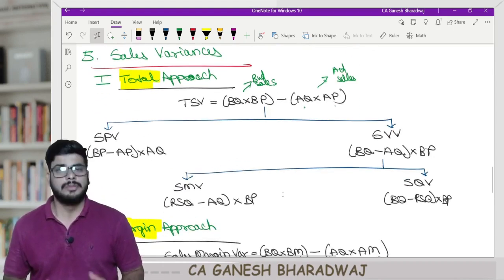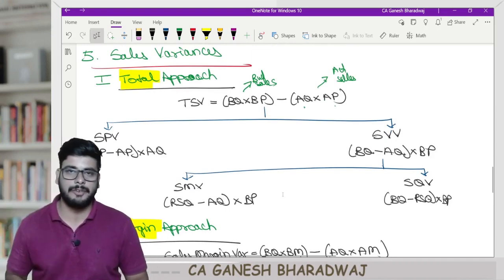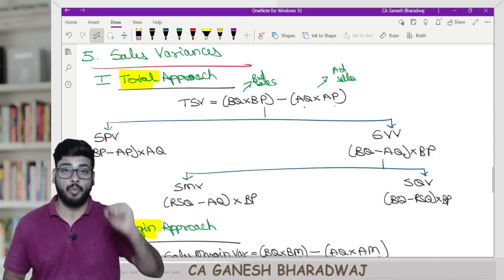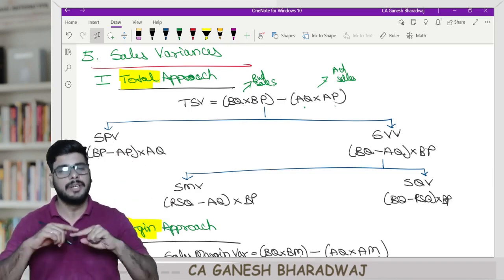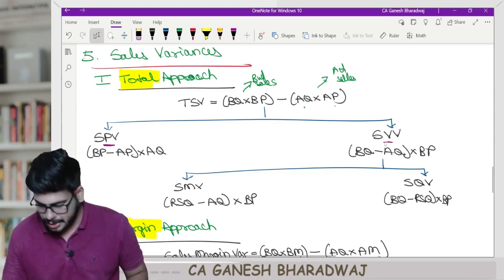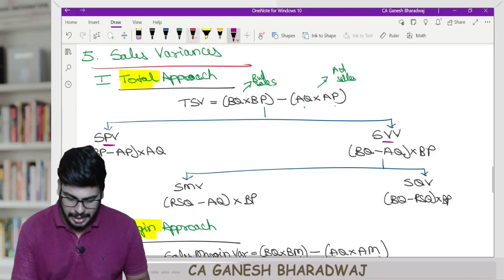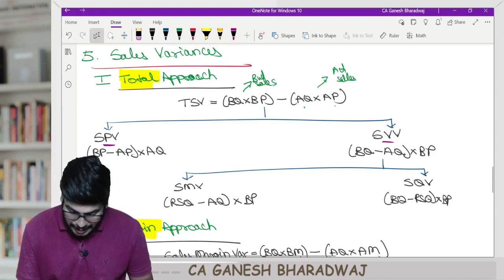Now if I just present the sales side variance, saying total sales variance is so much, that is not enough. Immediately your managing director will ask, why has the sales variance happened? So it is bifurcated into two: sale price variance and sales volume variance. Who is responsible for sales price variance? Your marketing team, your marketing manager. Are you clear with this?